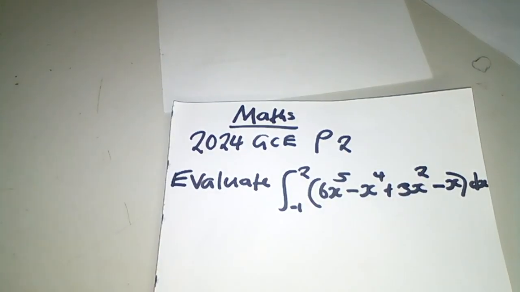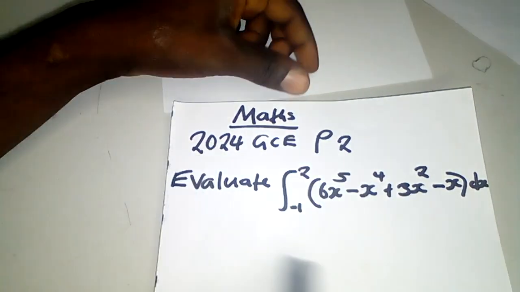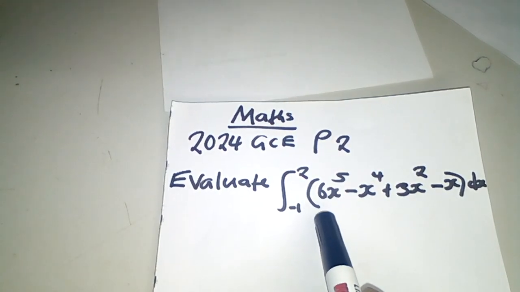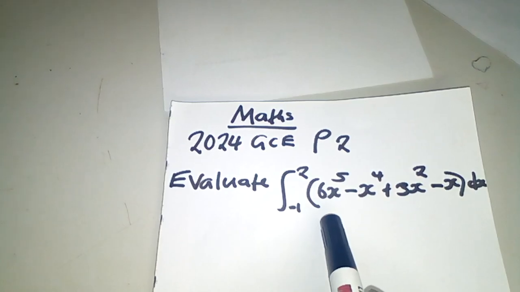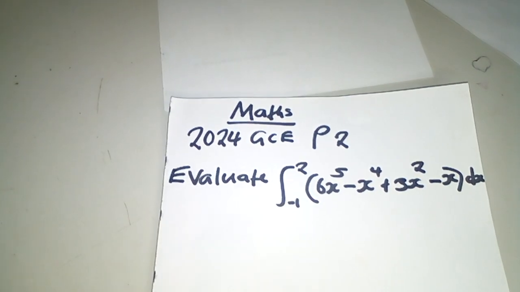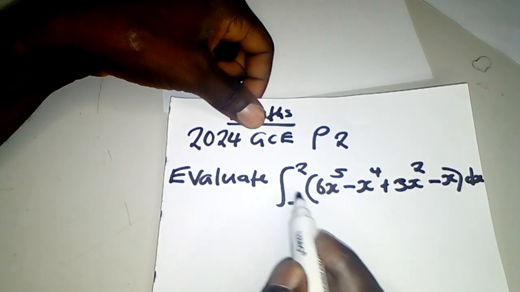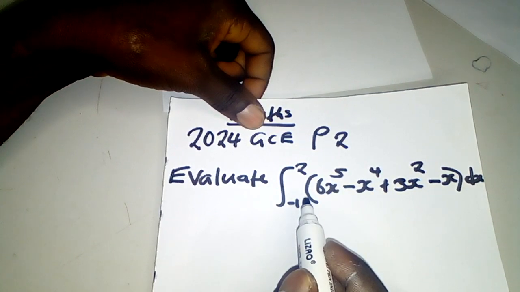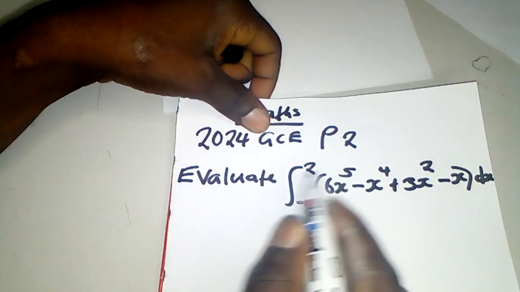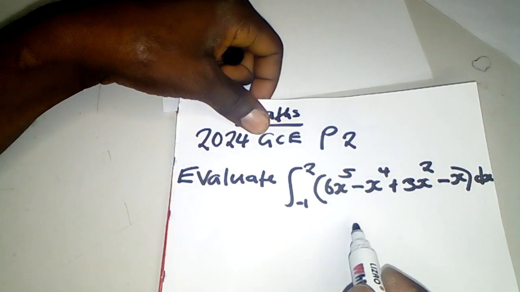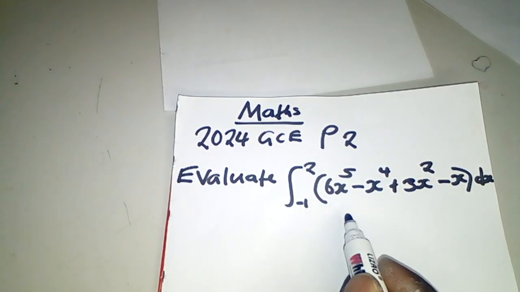So the first thing, let's identify the topic. This is of course calculus. That is the topic where this question is coming from. Now, in calculus, we need to understand that there are two types of calculus. One, we have integral calculus and differential calculus. Now, looking at the symbol we have here, this symbol tells us that this is integral calculus. It means here we are going to integrate. We are going to do integration on this question for us to find the value of this expression.